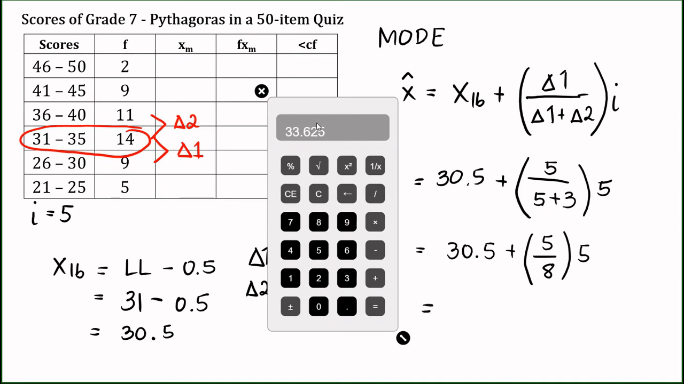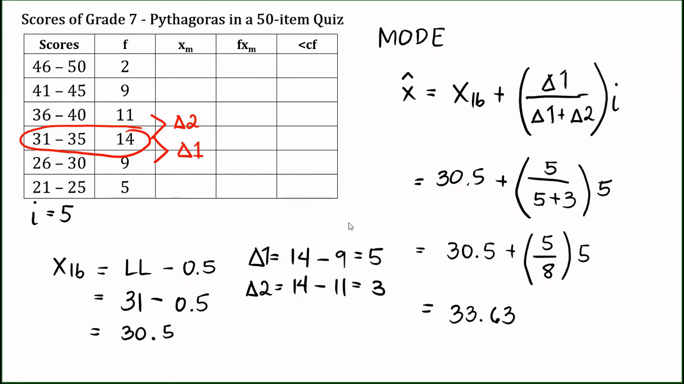I-round natin to the nearest hundreds. Dahil 5 po to, mag-a-add tayo ng 1 kay 2. Magiging 33.63. Okay? So, tulad nung kanina, yung nakuha nating sagot, nandun lang din siya sa ating modal class. Yung 33.63 is between 31 and 35 lang. So, this is how we solve for the mode of group data.